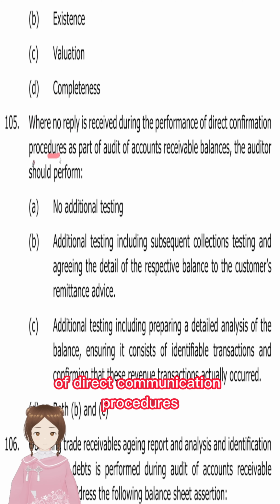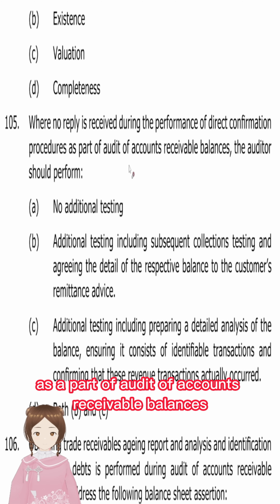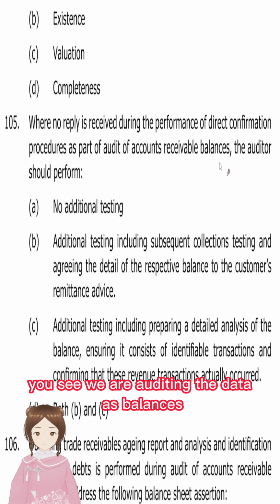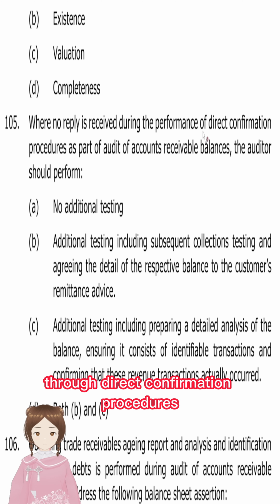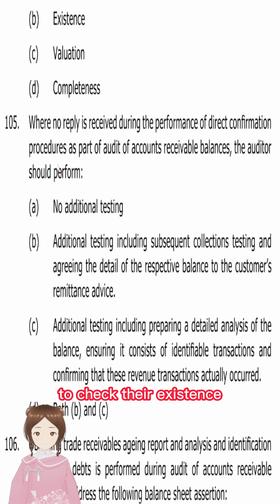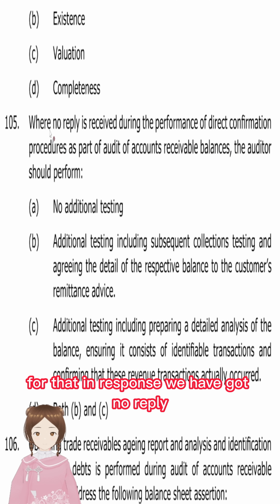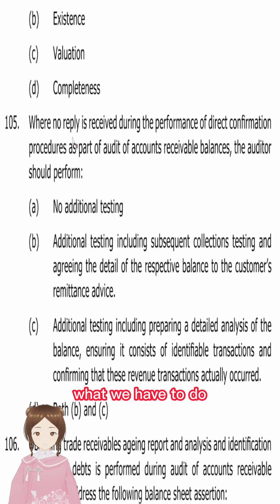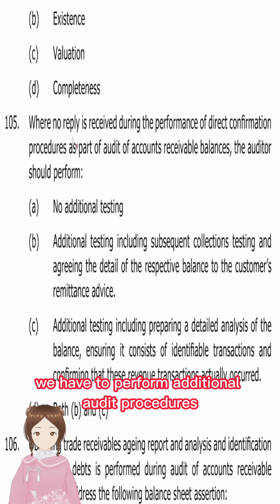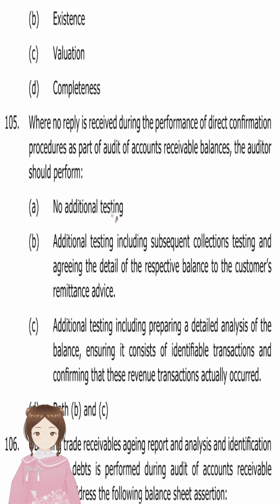Where no reply is received during the performance of direct communication procedures as a part of audit of accounts receivable balances. You see, we are auditing the debtors balances through direct confirmation procedures to check their existence. For that, in response, we have got no reply. What we have to do? We have to perform additional audit procedures.